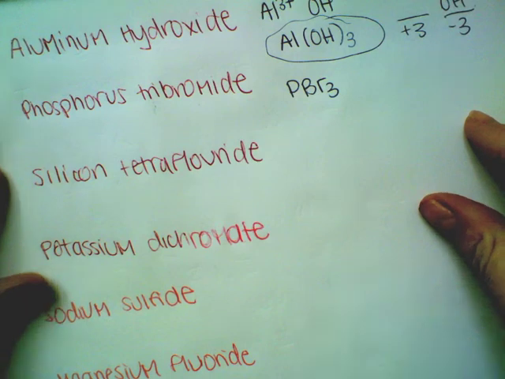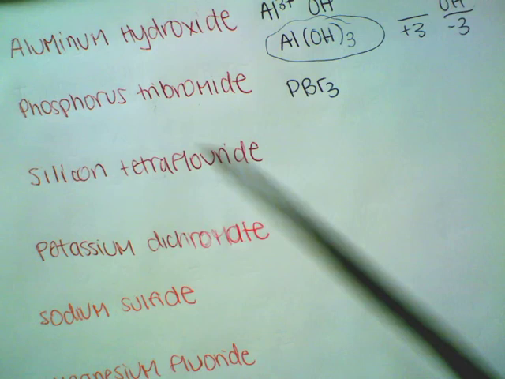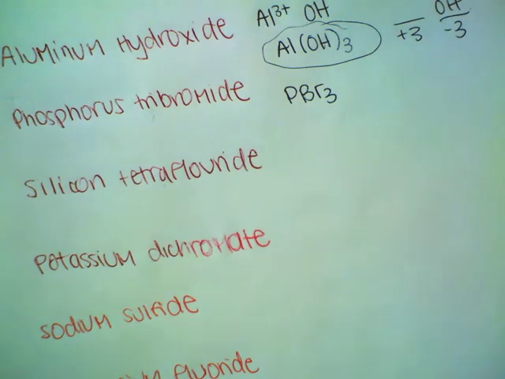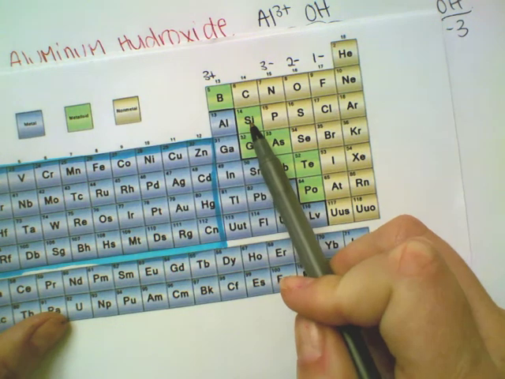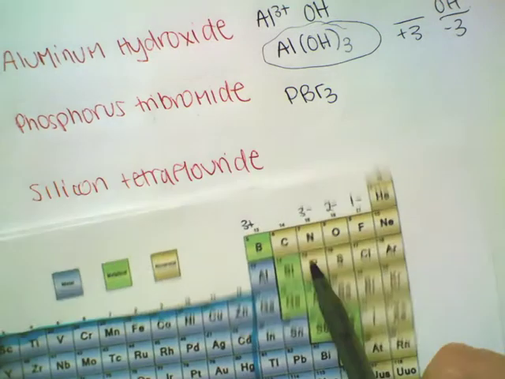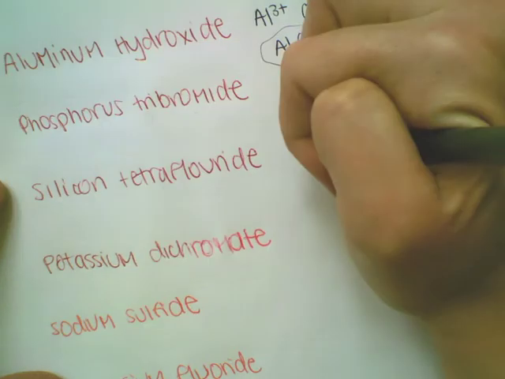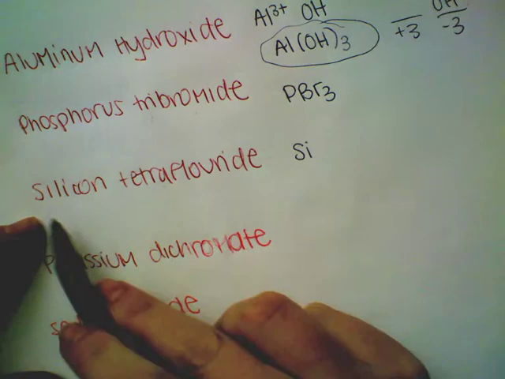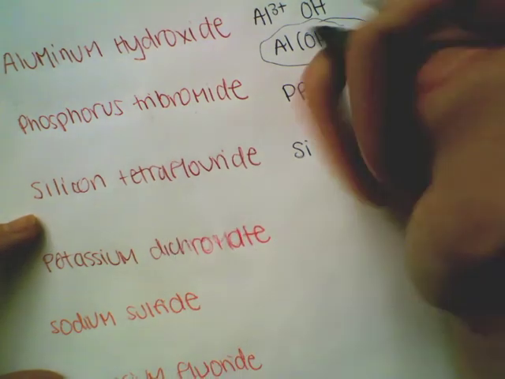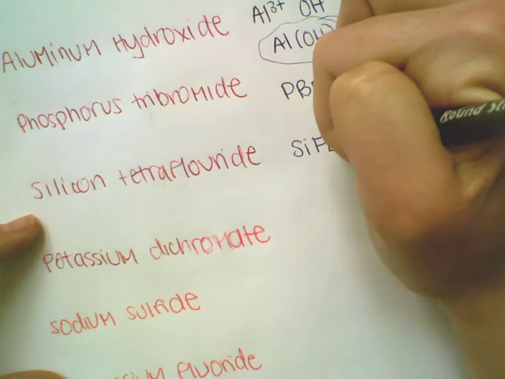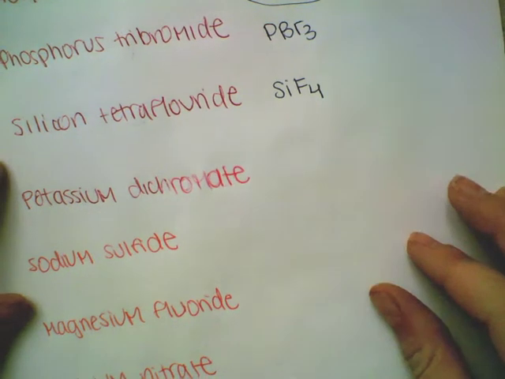Okay, on our next example, I have silicon tetrafluoride. This right here is going to indicate I have a covalent compound, but I'm going to go ahead and look at my periodic table. Silicon is a metalloid, so it actually does make covalent bonds. So silicon and fluorine. So 1 silicon, because there's no prefix in front of silicon. Tetra means 4, so 4 fluorine.